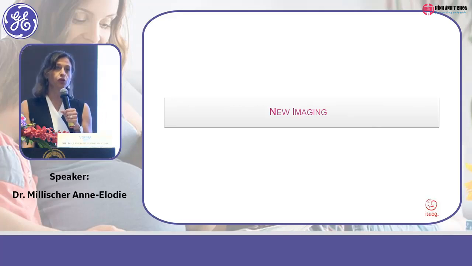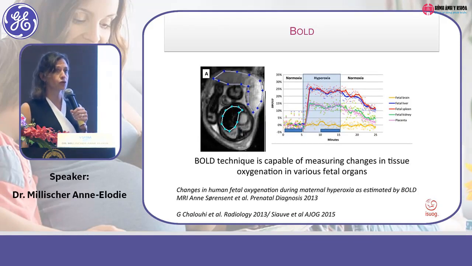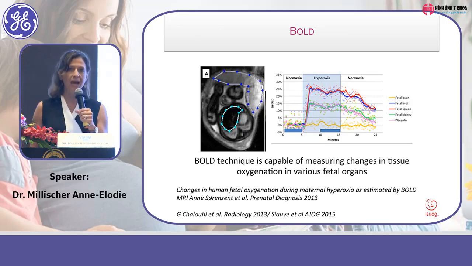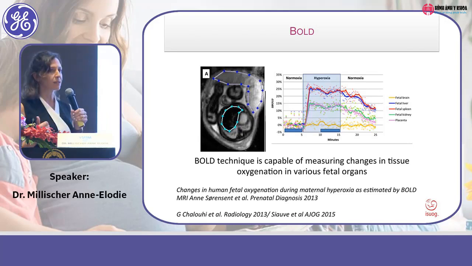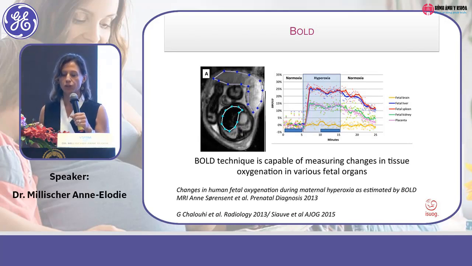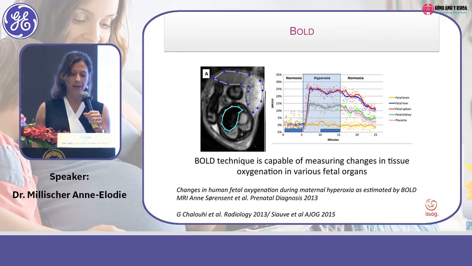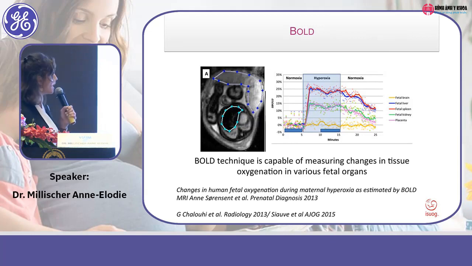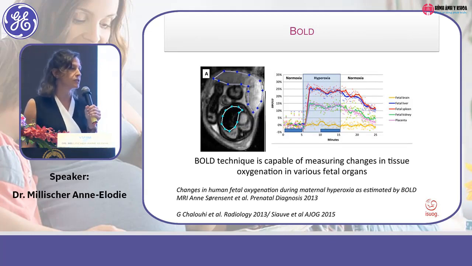It is the functional imaging because we think that it's the future to try to understand what is happening in this placenta and what kind of placenta could be insufficient for the pregnancy. And nowadays we have several new techniques with MRI which are capable to better diagnose this insufficiency.